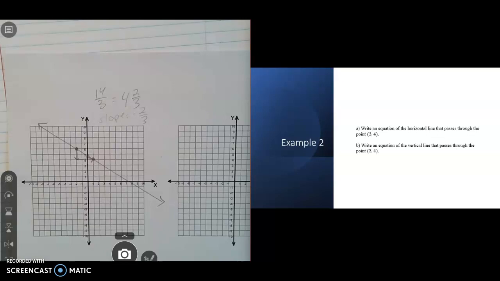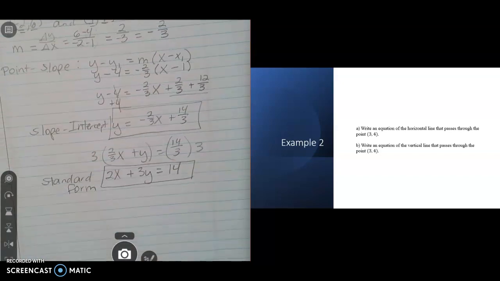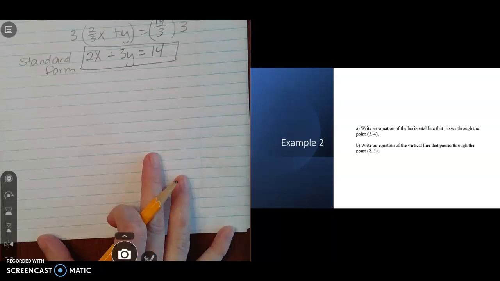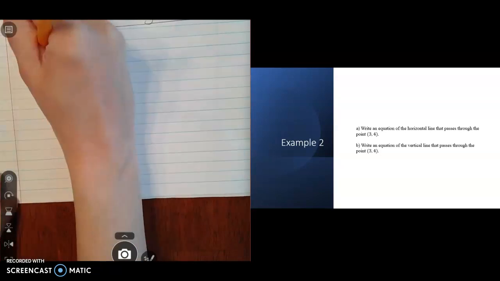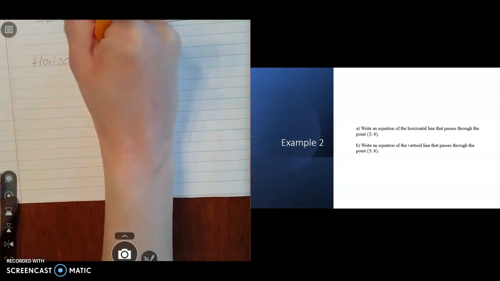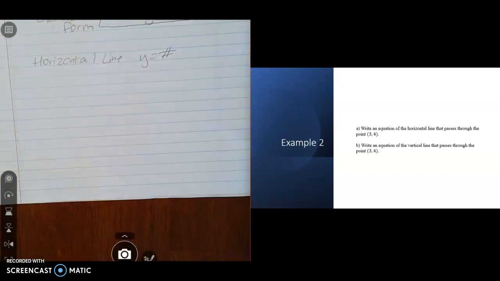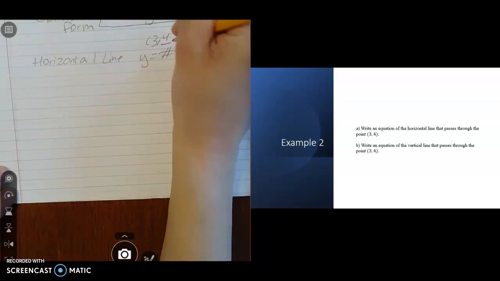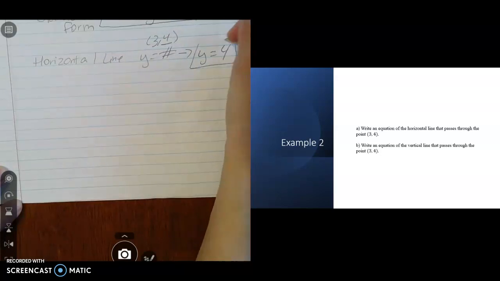Alright, example 2. Write the equation of a horizontal line that passes through the point 3,4, and then we're going to write the equation of a vertical line that passes through the point 3,4. Okay? So if you guys remember, the horizontal line is always in the form of y equals a number. So if it's going through the point 3,4, the y-coordinate was 4. So my horizontal line will just be y equals 4, so that it goes through the point 3,4.